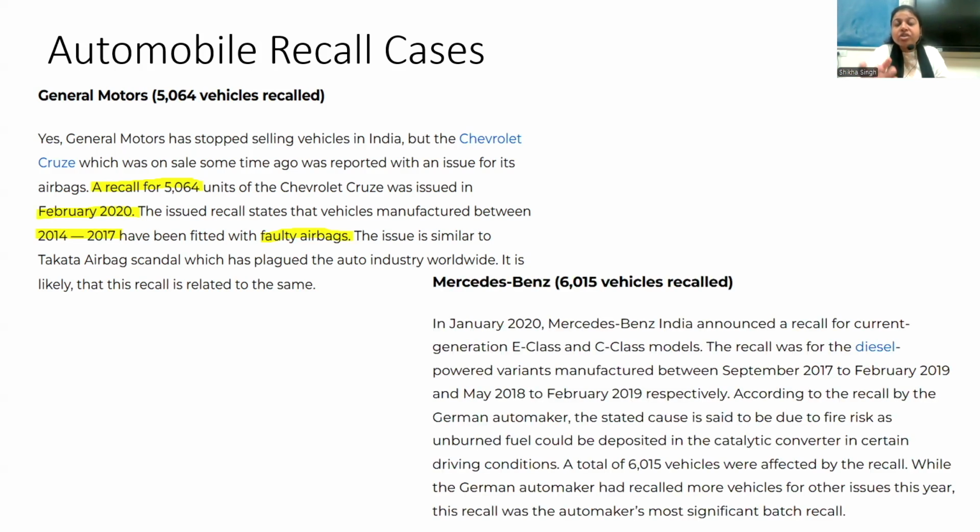Further, it's not just General Motors. In the case of Mercedes Benz, you see that in January 2020, especially Mercedes Benz India announced a recall for current generation E Class and C Class models. This was due to the fire risk of unburned fuel, which may reach the catalytic converter in certain driving conditions. You see different causes, different kinds of defects, right?